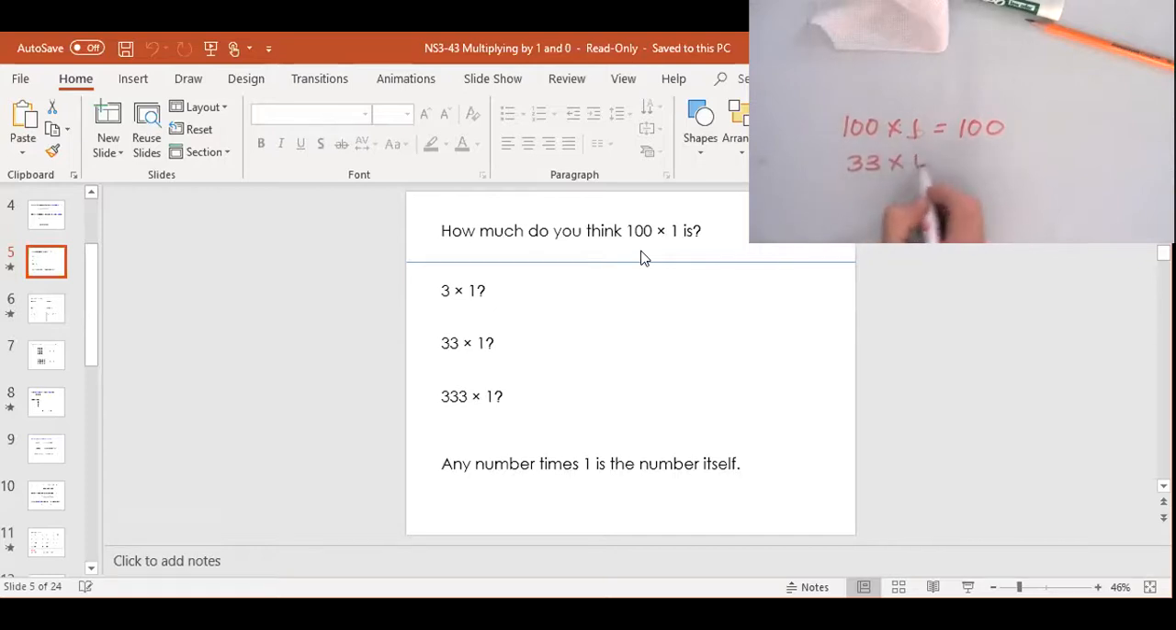33 groups of 1 is equal to 33. The number doesn't change. 333 groups of 1 is equal to 333. Any number times 1 is going to stay the same. So it says at the bottom, any number times 1 is the number itself. That's all you need to know for that one.